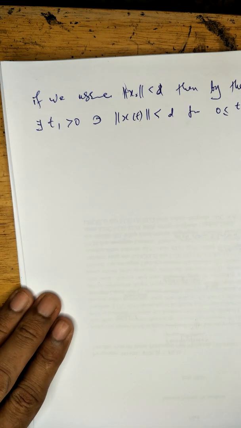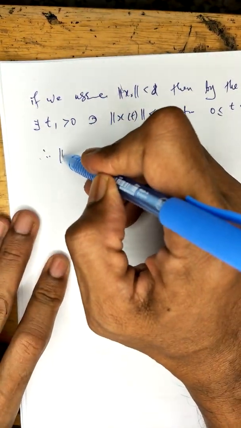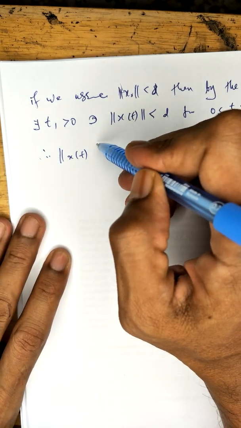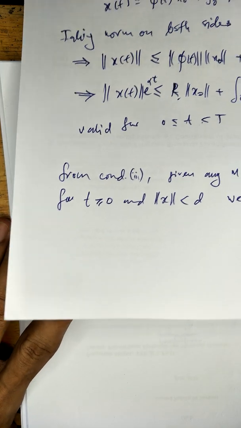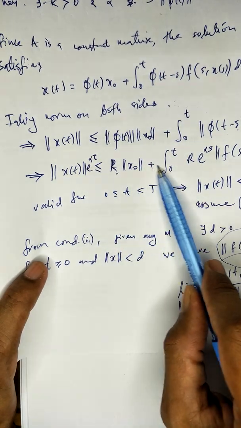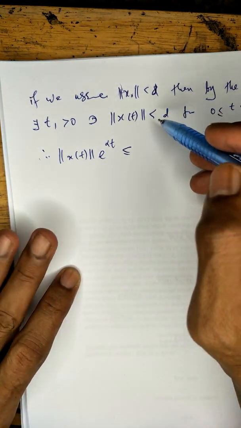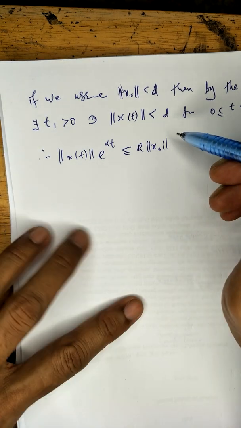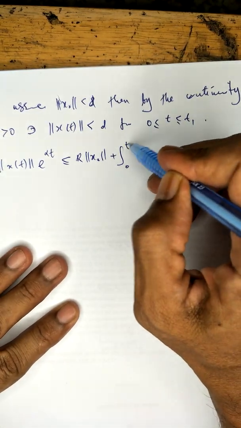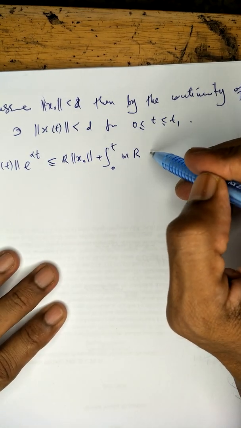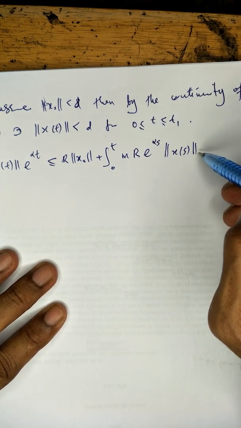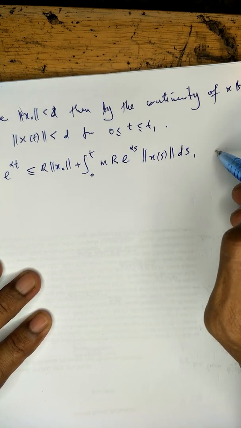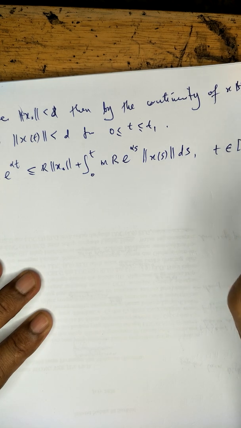And therefore we have x(t), e to the alpha t. This is from my previous notes here. We use that equation, now the inequality. This is less than r norm of x naught plus the integral from 0 to t of m r e to the alpha s norm of x(s) ds, for t in 0 to t1.